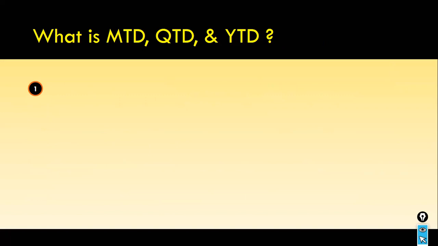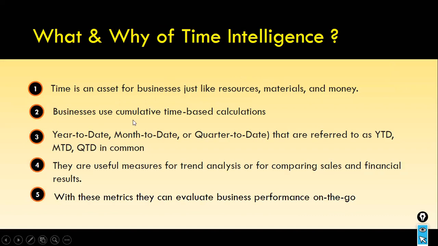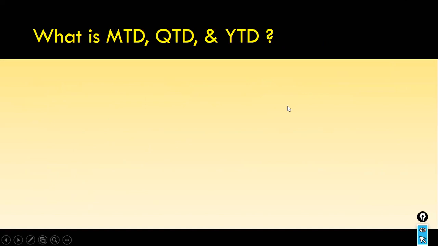Now let us understand what MTD, month to date, quarter to date, and year to date are first. These are the aggregation functions, cumulative time-based calculations. The management wants to see the month to date sales and quarter to date sales. In January we made so many dollars, and in February also so many dollars. Let's say we are in the middle of 2022, the management wants to see not only the current month sales, but also month to date how much sales we made and how much expenses we have incurred.